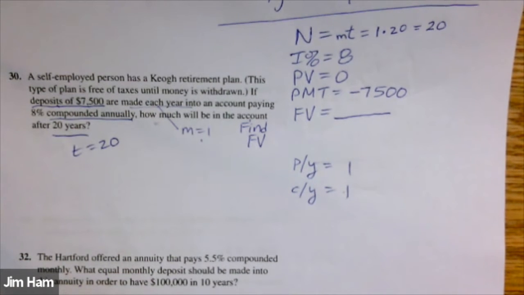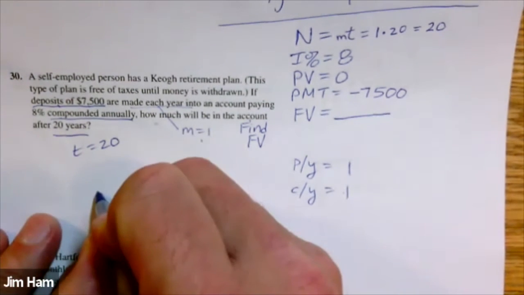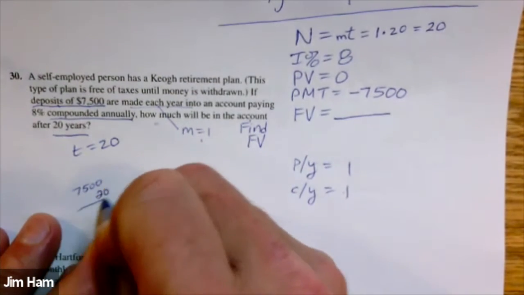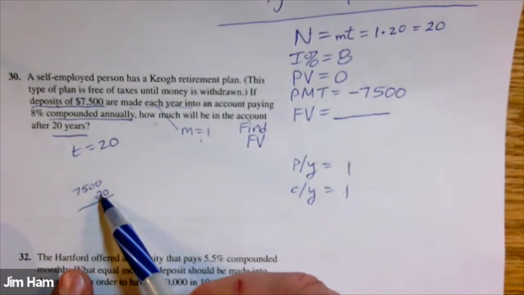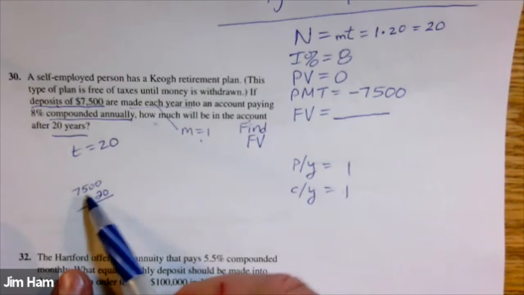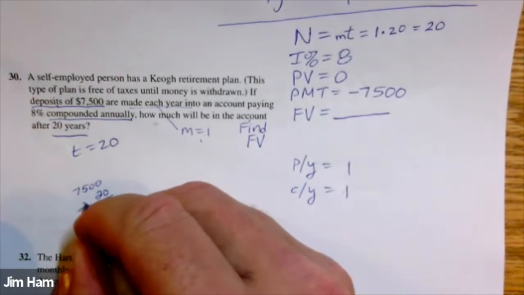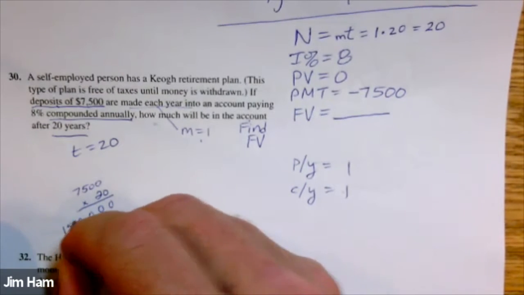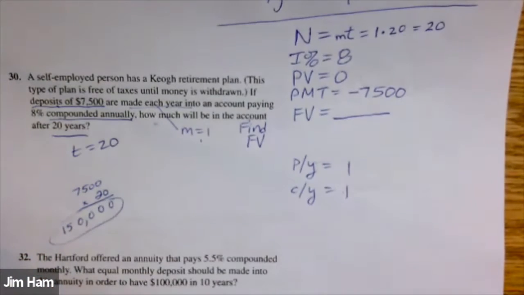Okay, but this is $7,500. So if you just think about how much you're investing, you're making 20 years worth of payments, and each payment is $7,500. So if you just multiply those two, this is how much you invested. It's a lot of money.